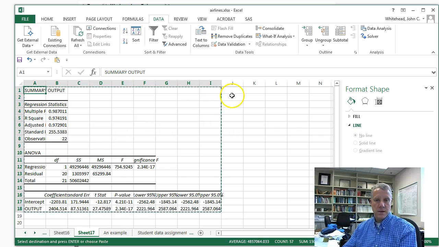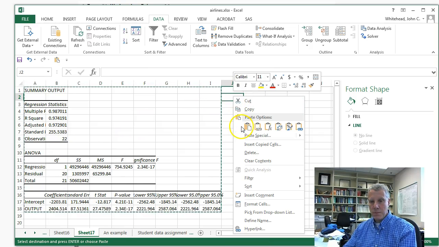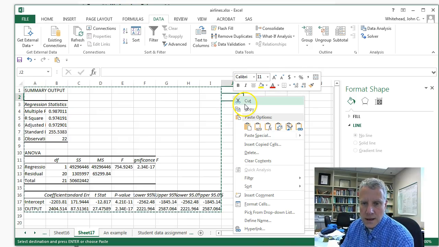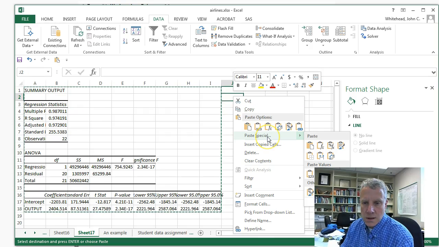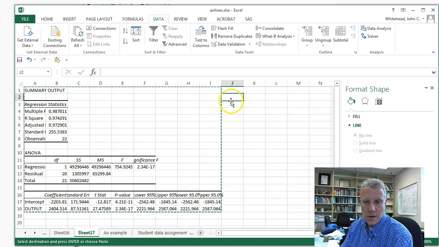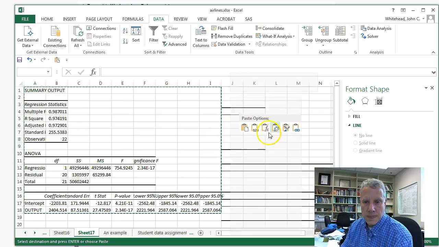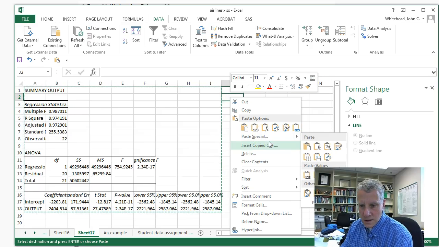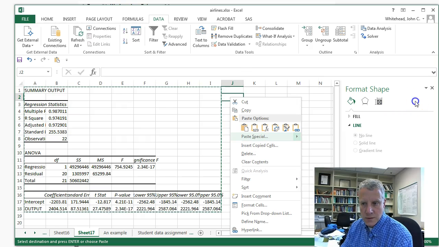So to include this into your one paragraph output, highlight the output, right click, copy, and then I want you to paste the image into your Word document. So paste special, and the icon was there. That would work. Let's go paste special, and it keeps going away.